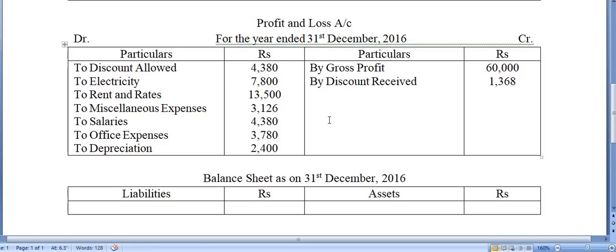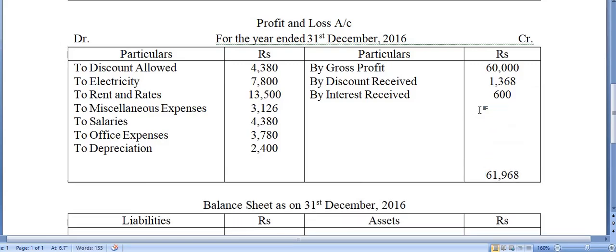And again at the end we have interest received. Now interest received is given 600. Now let us find the total of both debit and credit side. But just by looking at these items, we can say that the total of the credit side would be more. 60,000 plus 1,368 plus 600, 61,968.